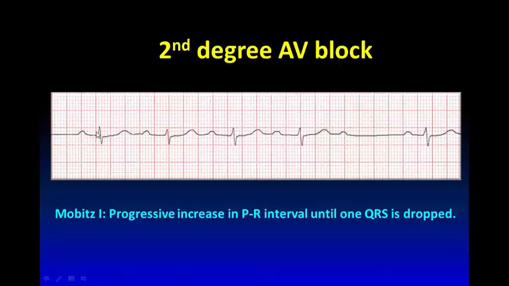This is a P wave, this is a QRS complex, this is a T wave, this is a P wave, this is a QRS complex, this is a T, this is a P followed by a QRS complex, this is a T, P, QRS complex, T. The PR intervals are progressively increasing in the successive beats, and here we have one P wave which is not followed by a QRS complex. This is another P wave. Hence, one QRS complex must have dropped here, and this is very characteristic of Mobitz type 1 second degree AV block.